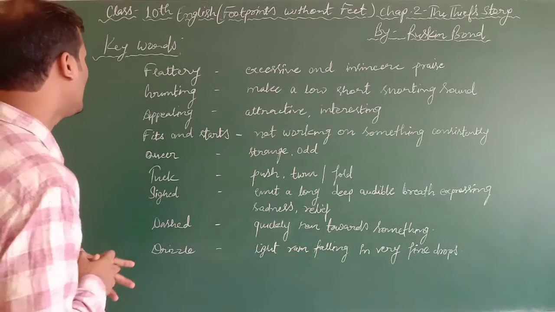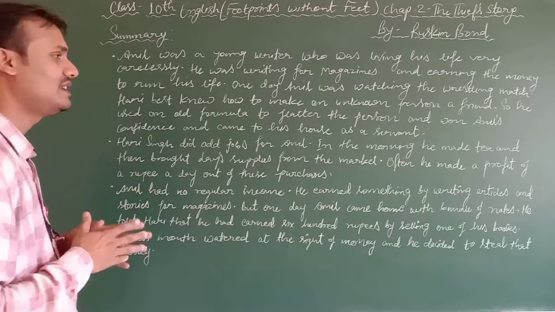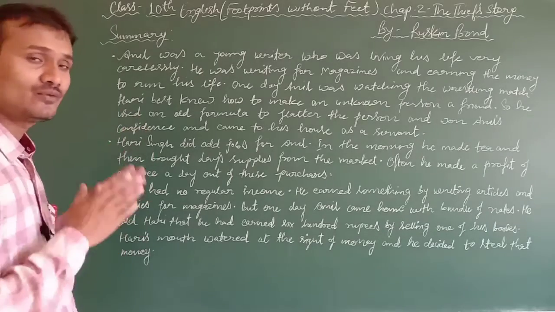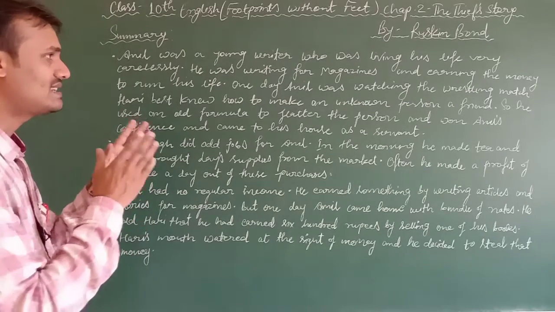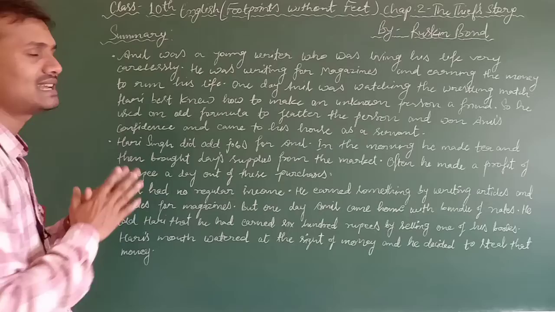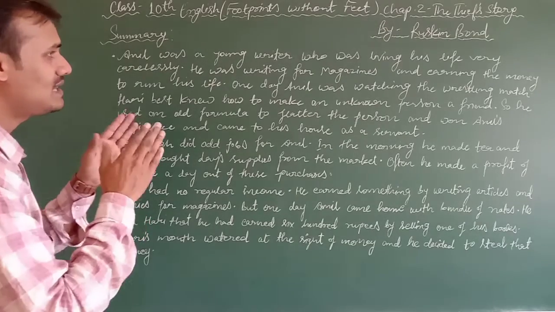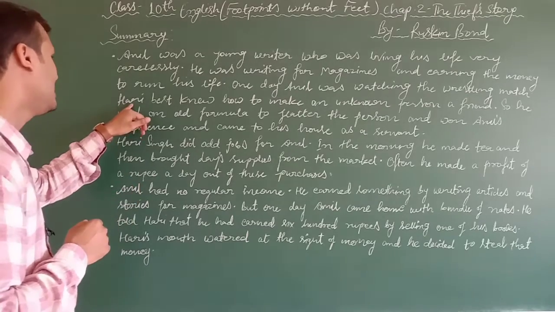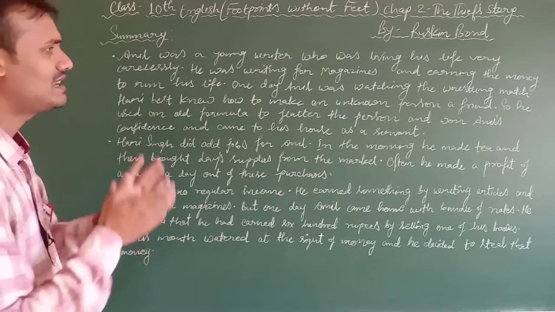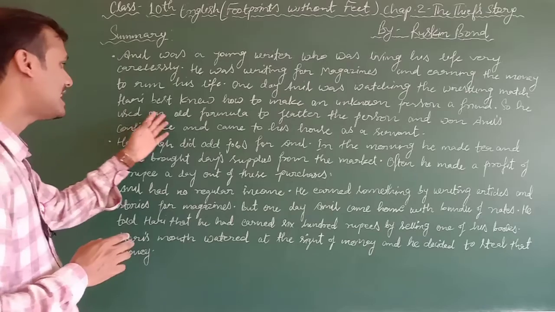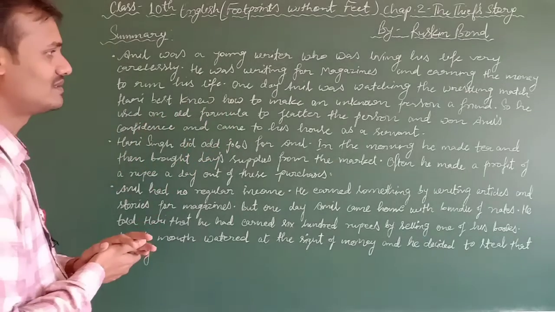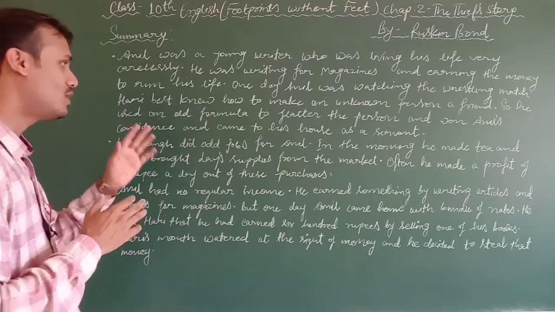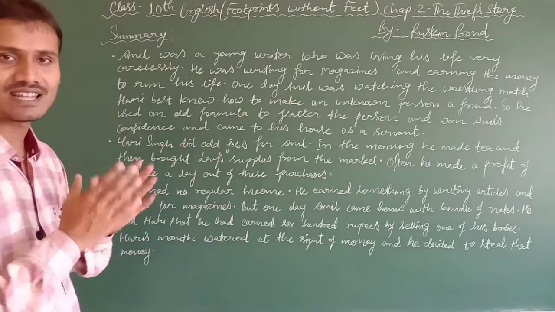Now let's move on to the summary. In this story, we find that Anil was a young struggling writer who was living his life very carelessly. He was writing for magazines and earning money to run his life. One day when Anil was watching a wrestling match, he came across a person named Hari. Hari knew how to make an unknown person a friend, so he used an old formula to flatter the person. So he flattered Anil, and in this way he was able to win Anil's confidence and came to his house as a servant.